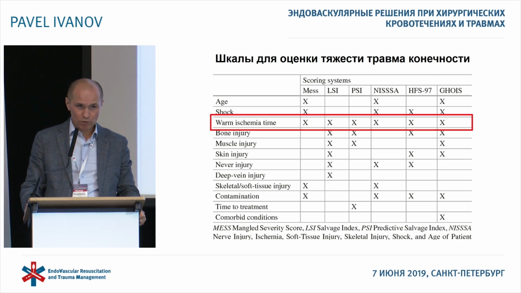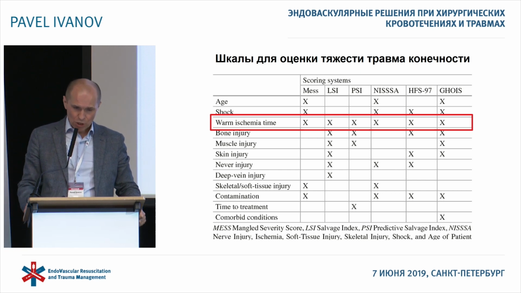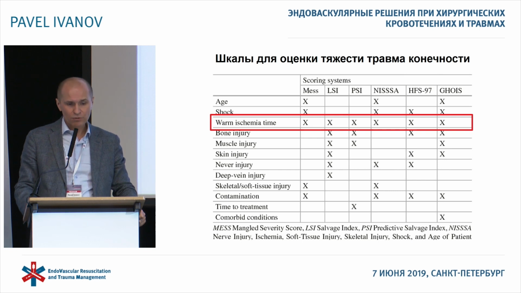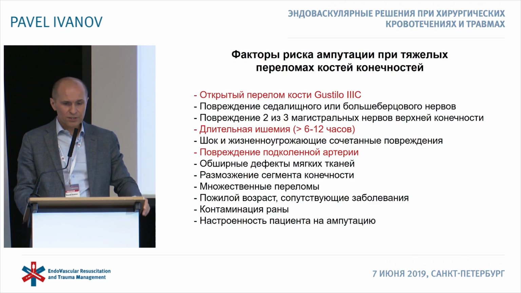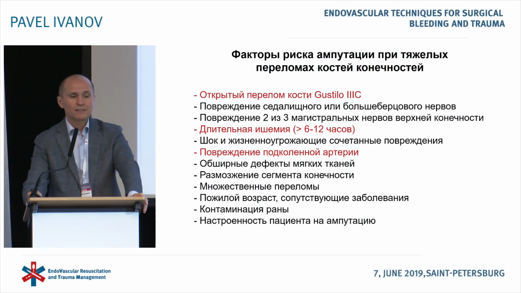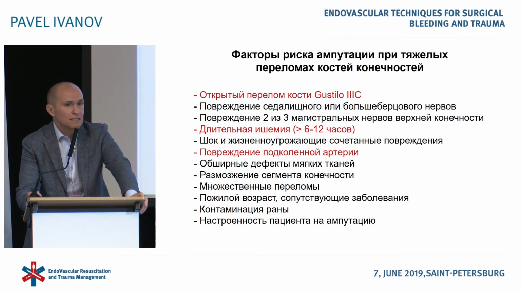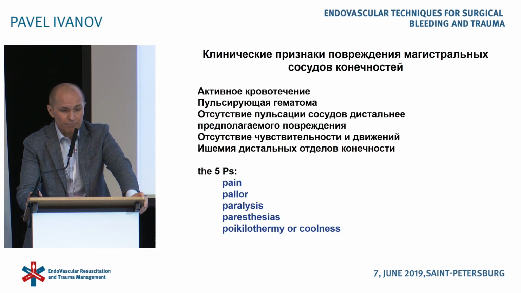If we're talking about a scale to assess the severity, here is the score, and every score has an important parameter such as ischemia of the limb. These are the risk factors for amputation in case of severe bone fractures. Please look, three factors are dealing with vessel damage: open fracture, Gustilo type 3, and popliteal artery failures.